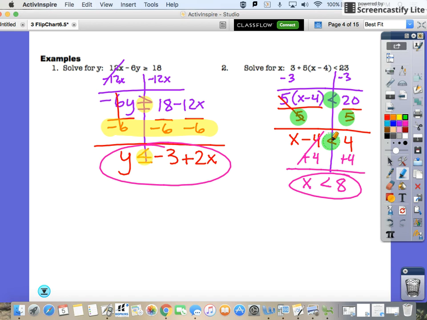Okay? You can always check. Put in a number that's less than 8, like 0. 5 times 0 minus 4, 5 times negative 4 is negative 20. Negative 20 plus 3 is negative 17. And negative 17 is less than 23. I just mean choose an x, put it in, test it out.